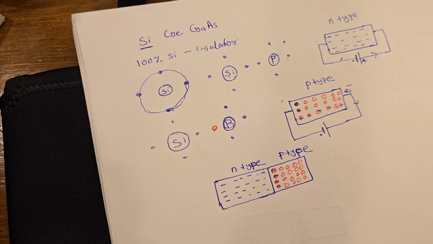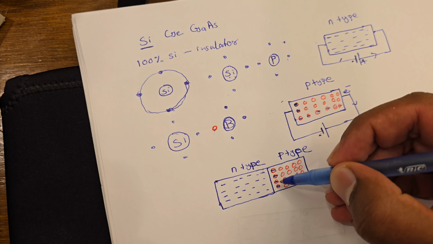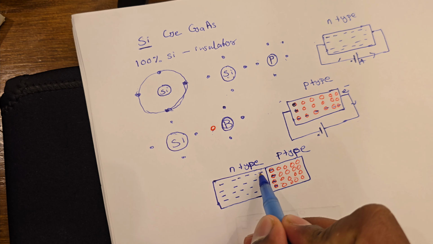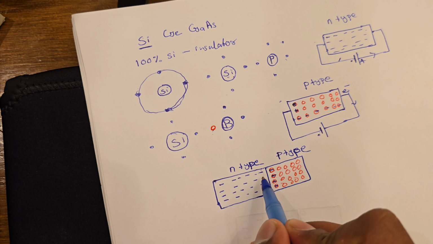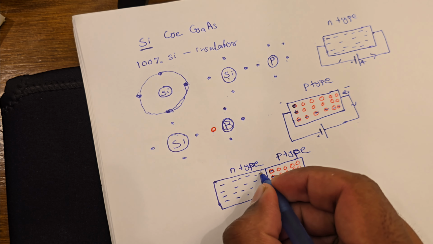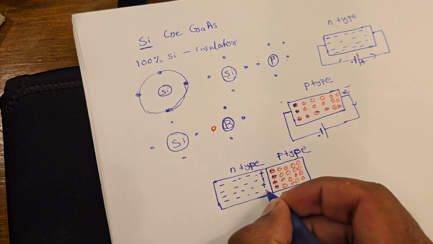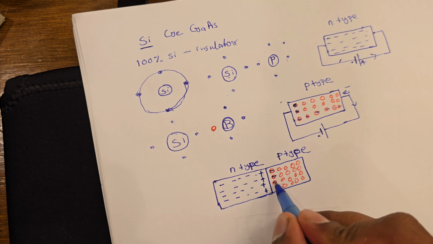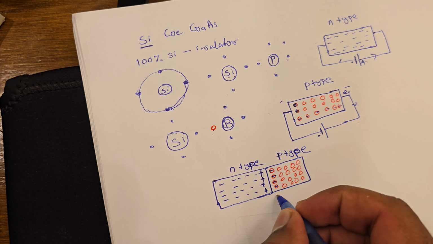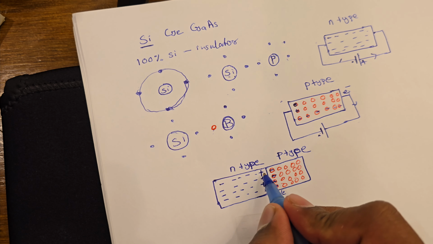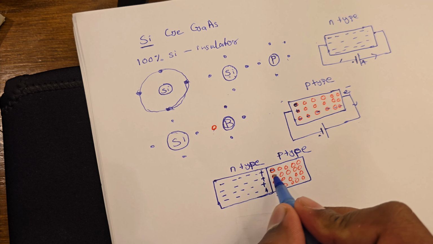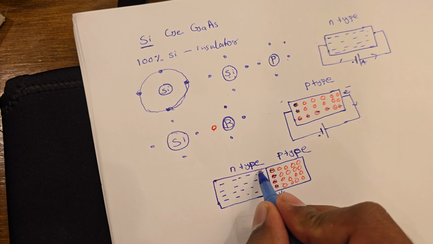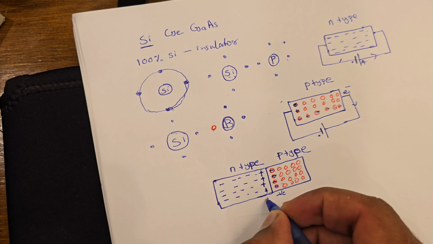All the atoms received an extra electron. When an atom receives an electron, it becomes negatively charged. So we will get a negative charge over here. And from this region, the free electron atoms lost their electrons. They become positively charged. So we have a region here where there are no free holes. So this region is negative. And there is a region where atoms lost their free electron and became positively charged.